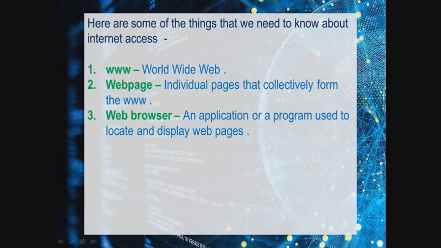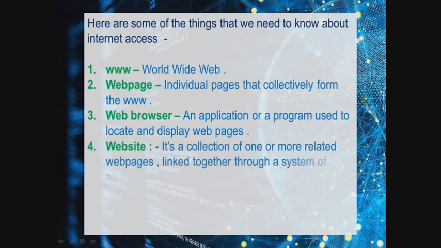So if we want to access some web page, www, that is World Wide Web, is a system that we need. Along with that, we need one web browser through which we can visit any web page. Let's see the next. Website. Why will we use web browser? To locate and display any web pages.